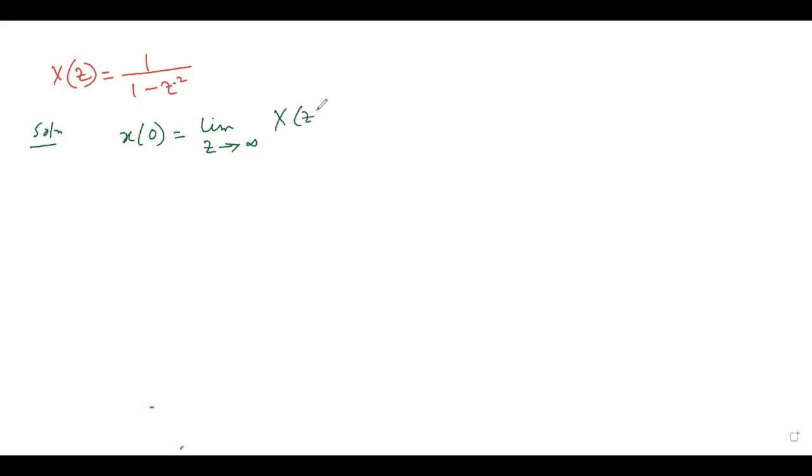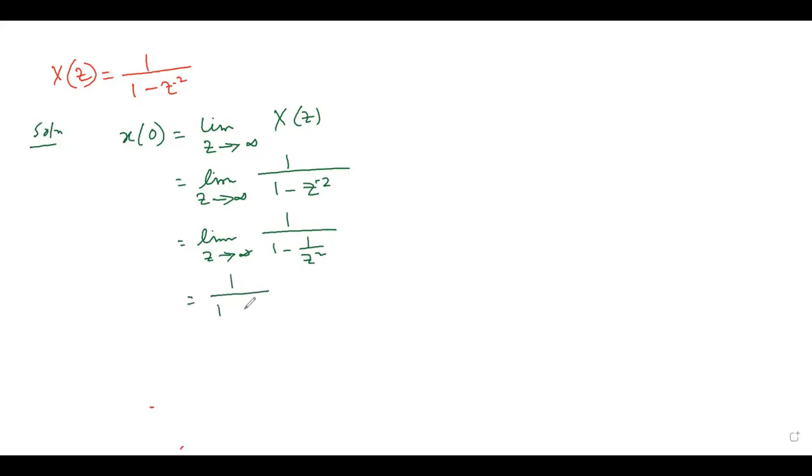That is limit z tends to infinity 1 by 1 minus z to the power minus 2. That is limit z tends to infinity 1 by 1 minus 1 by z square. Now when z is infinity, this will be 0. So the initial value is 1. Alright. So what is the final value?